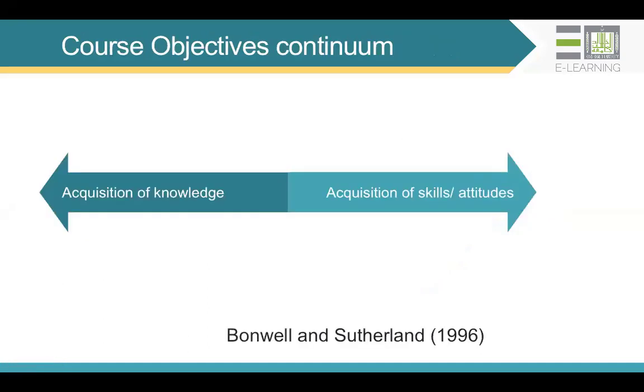Okay, so regarding course objectives or intended learning outcomes, this diagram might be helpful. We call it the course objectives continuum. It has two different or opposing ends. We have the end that goes towards acquisition of knowledge and the other end that goes towards acquisition of skills and attitudes. So you need to ask yourself, what would I like my students to know, what would I like them to be able to do, what would I like them to feel. So it's really important to be specific with the intended learning outcomes.